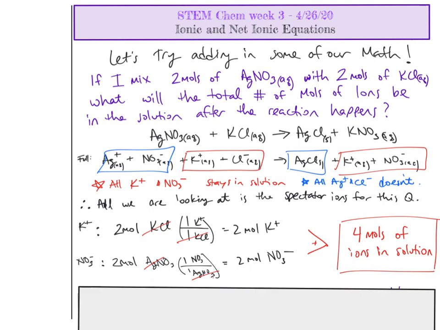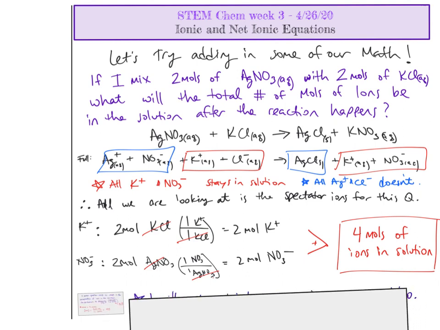So I'll do some math, right? If I know that I've got my 2 moles of potassium chloride, well, I know every 1 mole of potassium chloride has 1 mole of potassium ion. Therefore, do some math, and I see that I have 2 moles of potassium ion. Same thing for the silver nitrate to get our nitrate ion, and then we see if we have 2 moles of potassium ion and 2 moles of nitrate ion, add them together, in that beaker we have a total of 4 moles of ions in that solution. Okay, so that's a pretty straightforward example.